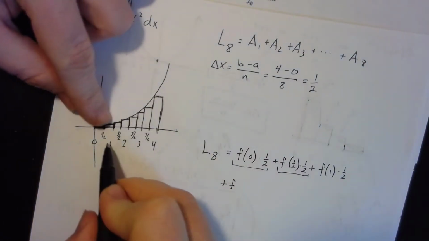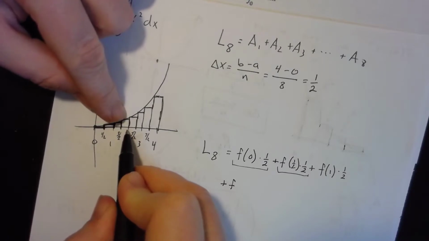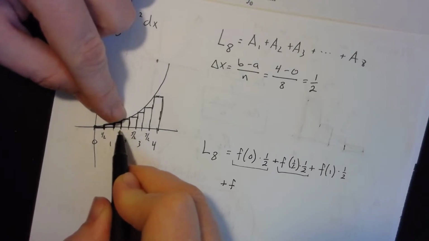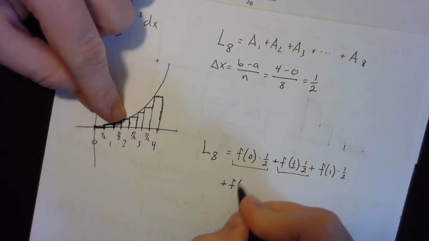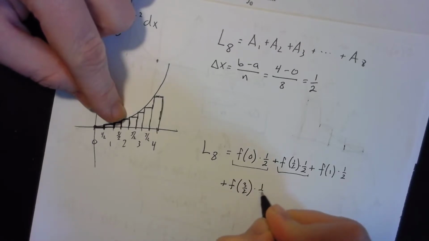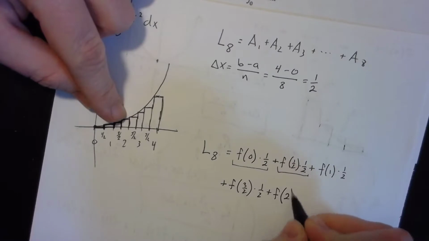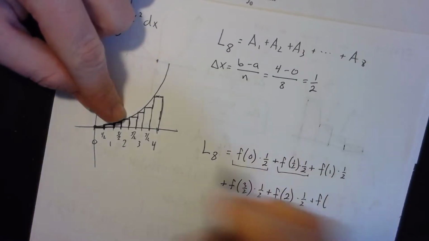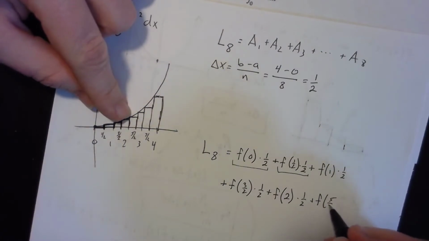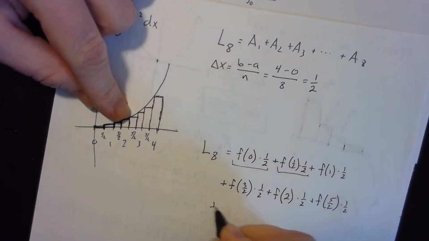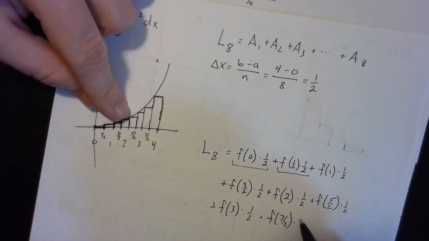My next interval is from 3 halves to 2, and my left endpoint is 3 halves, so f of 3 halves times 1/2, and hopefully you guys can recognize that there's a pattern here. I'm going to pick f of 2 times 1/2. My next one is f of 5 halves times 1/2. Then I'm going to go ahead and pick f of 3 times 1/2. Then f of 7 halves times 1/2.